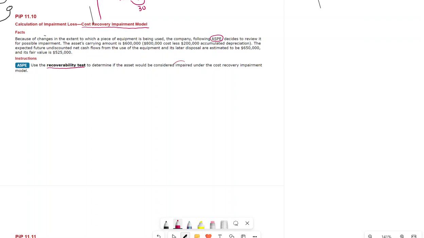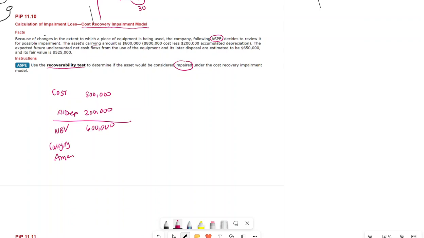If it's impaired, you need to do a journal entry. If it's not impaired, we don't need to do a journal entry. Before we get to it, ASPE and IFRS are different. So they told us the cost of the asset was 800,000, and the accumulated depreciation on that asset is 200,000. So the net book value, or the carrying amount, is sitting at 600,000. So that's what my carrying amount is.